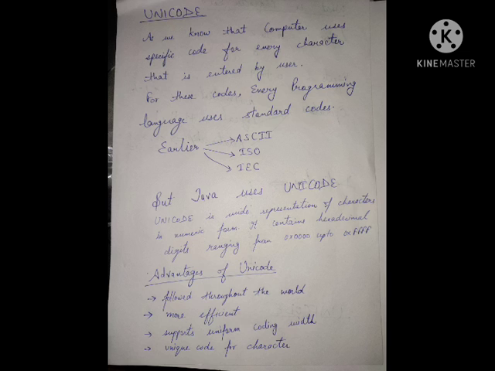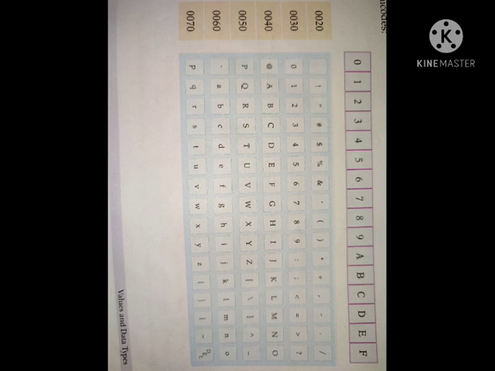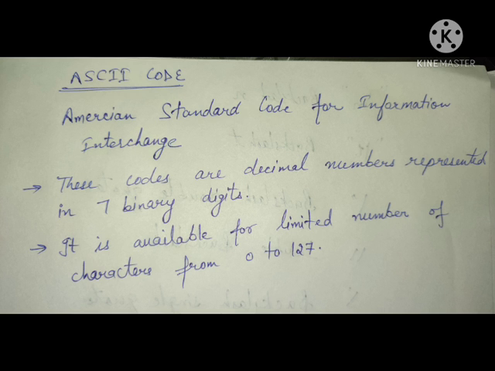So what are the advantages of Unicode? It is followed throughout the world. It is a more efficient coding system than ISO and IEC. It supports uniform coding width for all the characters. This table shows the Unicode values for the characters in Java. It shows A is encoded as 0041, B is encoded as 0042.